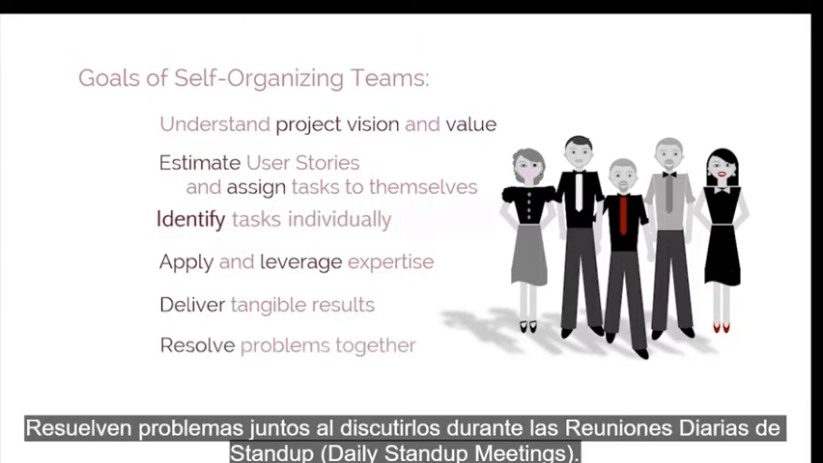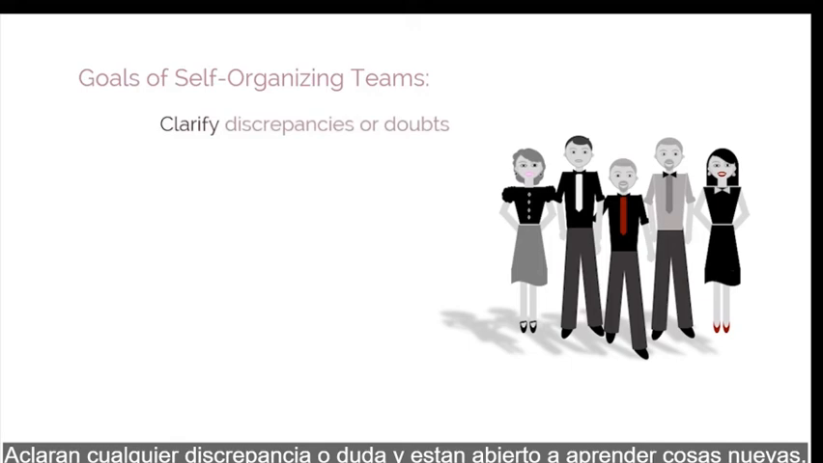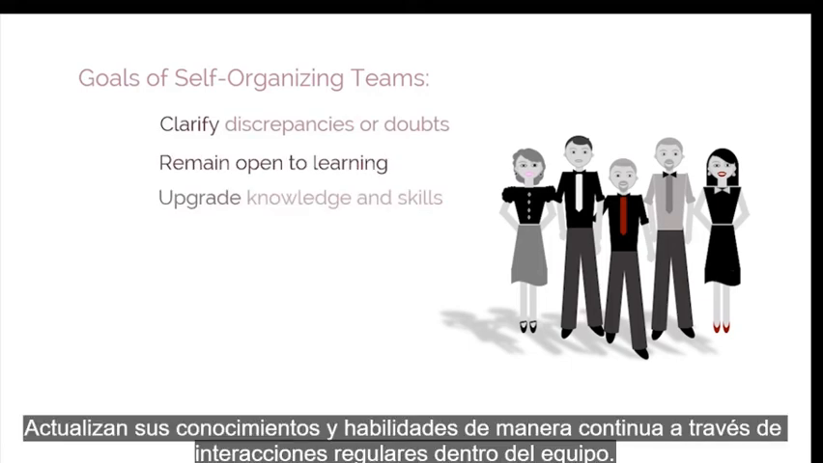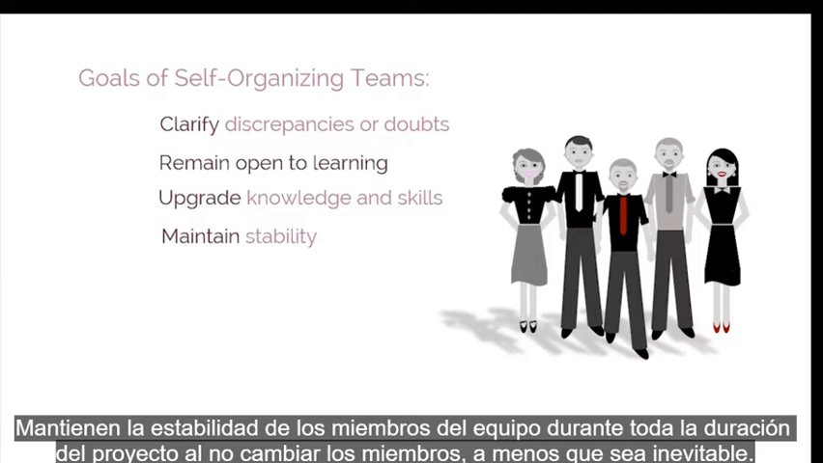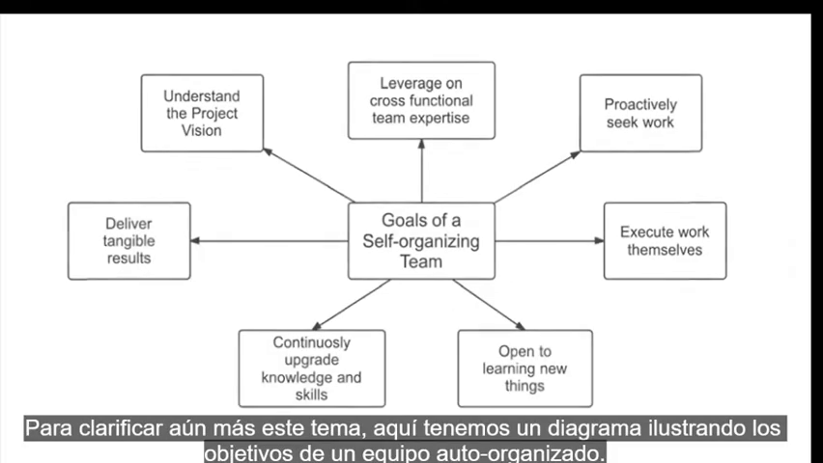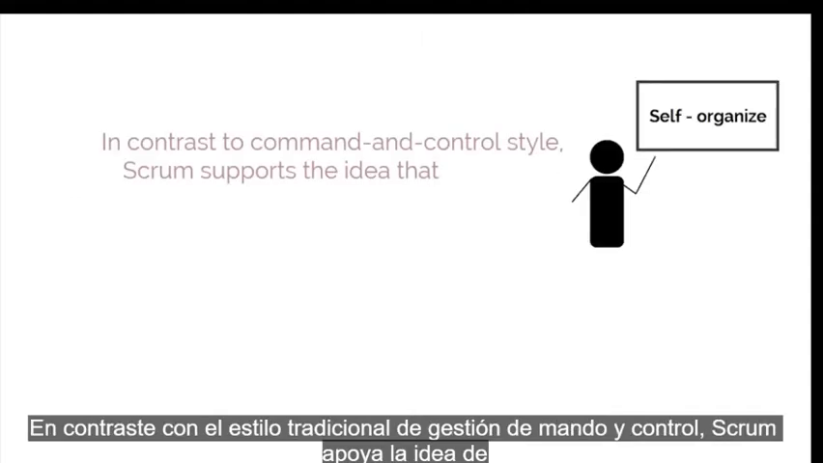process. They resolve individual problems together by addressing them during daily stand-up meetings. They clarify any discrepancies or doubts and remain open to learning new things. They upgrade knowledge and skill on a continuous basis through regular interactions within the team. And they maintain stability of team members throughout the duration of the project by not changing out team members unless it's unavoidable. To clarify more on this, here we have a diagram depicting the goals of a self-organizing team.